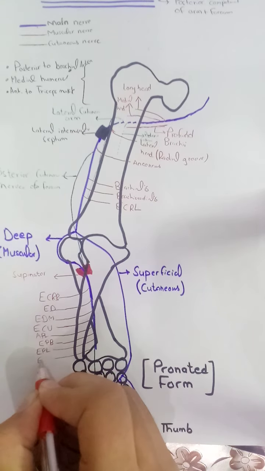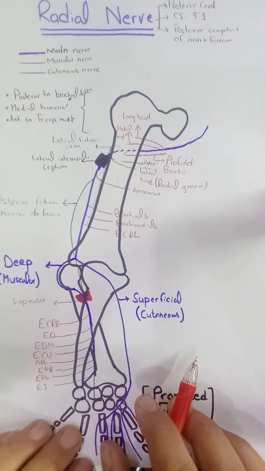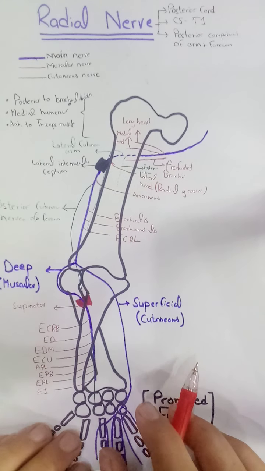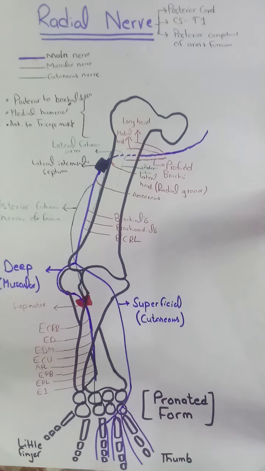And remember one thing, that the radial nerve will not supply any muscle in the hand, it will only provide the cutaneous innervation to the lateral side of the dorsum of the hand. So this is the course and the supply of the radial nerve along with its brief introduction. And remember, again I will say, that this is in the pronated form, so don't confuse it. And this will be the thumb, this will be the little finger. Okay, thank you.